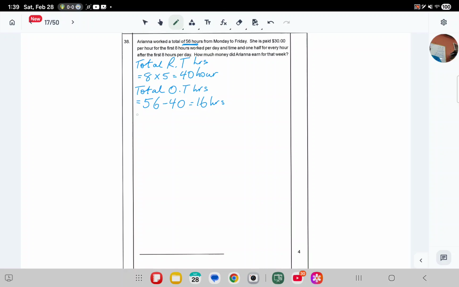We can calculate the total earned regular time, because we know she's paid $30 per hour regular time.